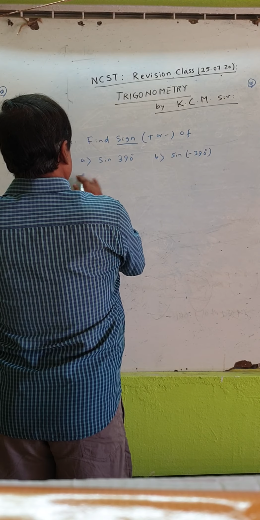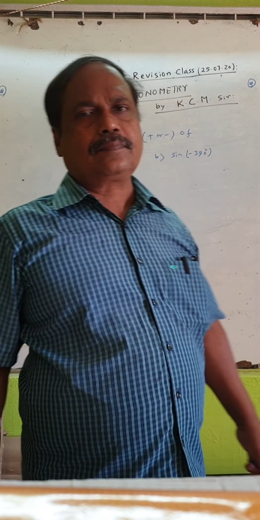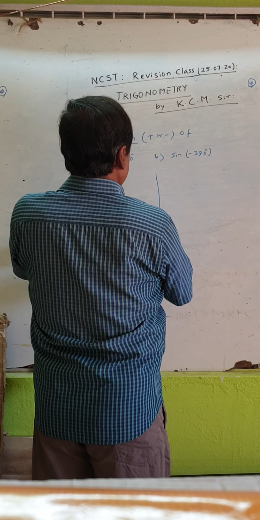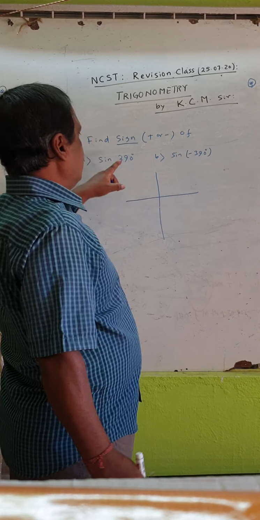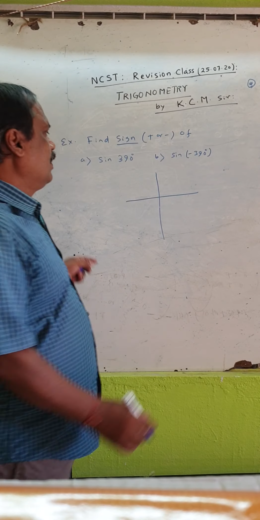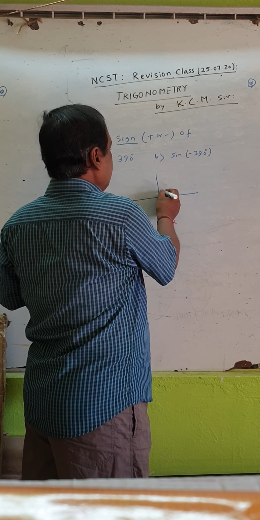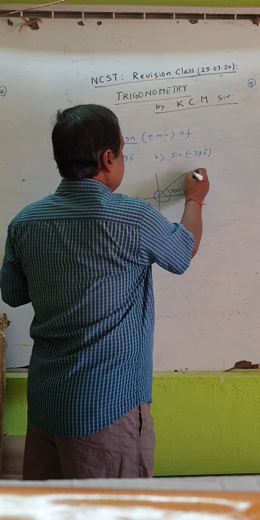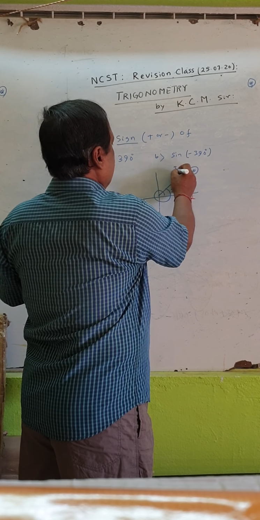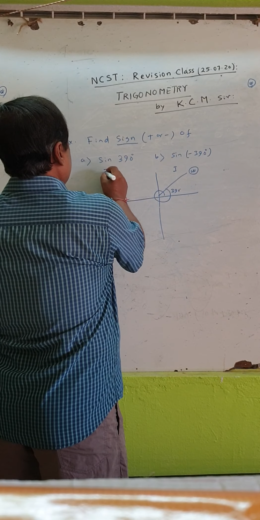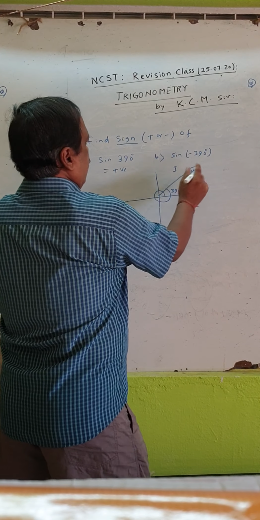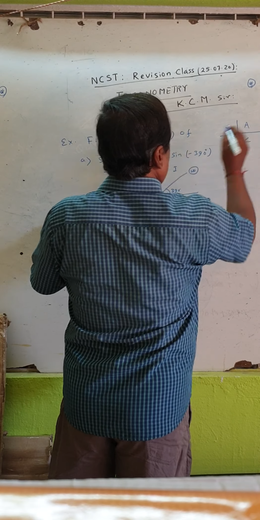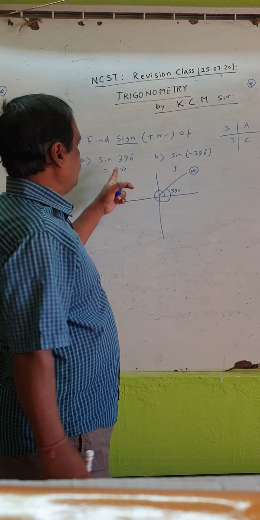Let us take these two first. So first of all, you have to decide in which quadrant 390 falls. Actually this is an easier one. At once you can say 360 plus 30. So 390 falls in first quadrant. So therefore this is positive, because what is the rule here? A, S, T, C. All positive means sine is also positive.